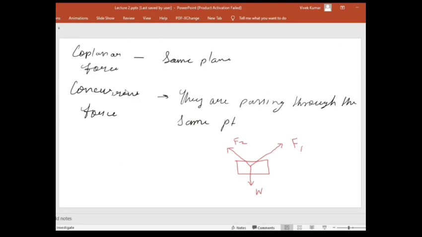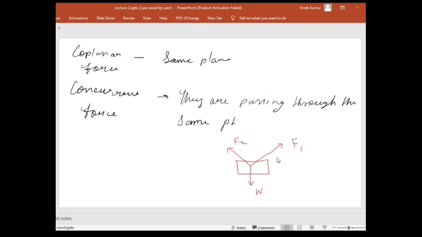So coplanar and concurrent force system. Coplanar जैसा कि नाम से ही पता लग रहा है आपको, with the forces which are lying on the same plane are termed as coplanar forces, and the forces passing through the same point are known as concurrent force system. Okay, if all the forces are passing through the same point, then those forces are termed as concurrent forces. Clear?